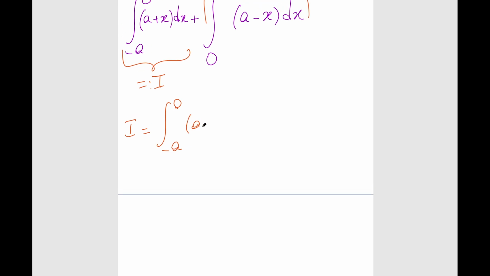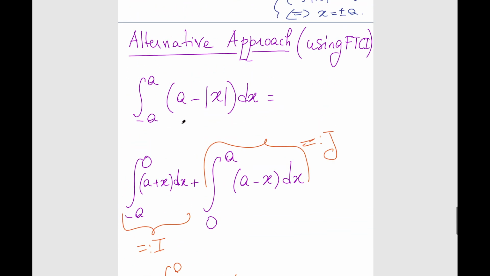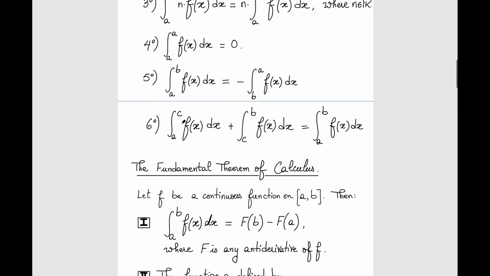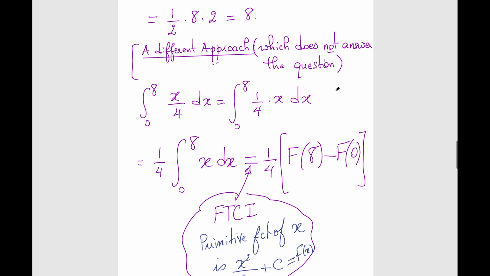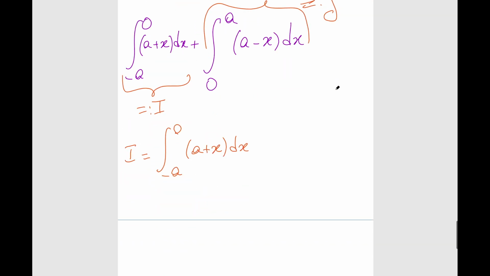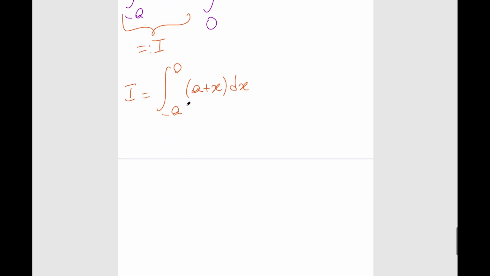So I, as we said, is the integral from minus a to 0 of a plus x dx. Correct? All right, now we go to probably property 3 or 2. Integral of a sum is the sum of the integrals, right? You can split sums. So integral is a linear operation. You can get the integral from minus a to 0 of a dx plus the integral from minus a to 0 of x dx. Correct? We can get this. Why? Because the integral of a sum is the sum of the integrals, right?